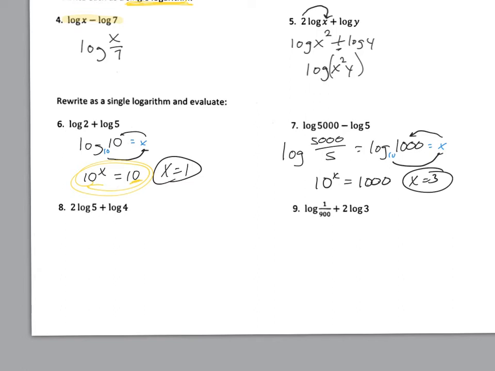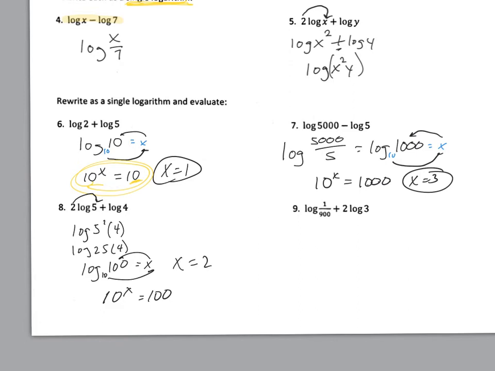Let's put this one back together. So this is really log of 5 squared. And we know we're going to multiply, so times 4. All right, so 5 squared is 25, and 25 times 4. We're looking at the log of 100. So this is base 10 equals x. So 10 to the what power is equal to 100? Well, again, we're counting zeros, so 10 squared. Or there are 2 zeros there.